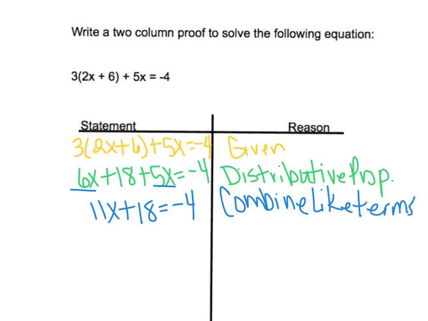The next thing I'm going to do, I have 11x plus 18. I want to get rid of that plus 18, so I'm going to subtract 18 from both sides. And that leaves me with 11x equals negative 22. And what did I do there? I subtracted, so that's the subtraction property.